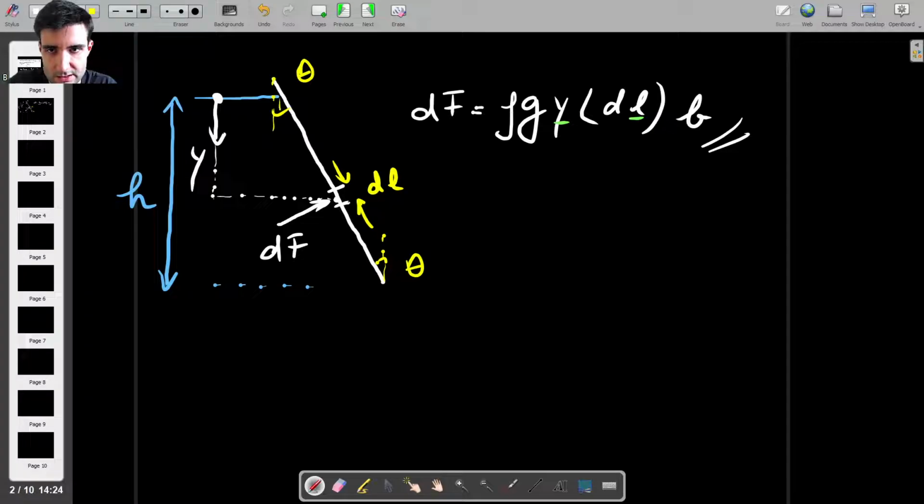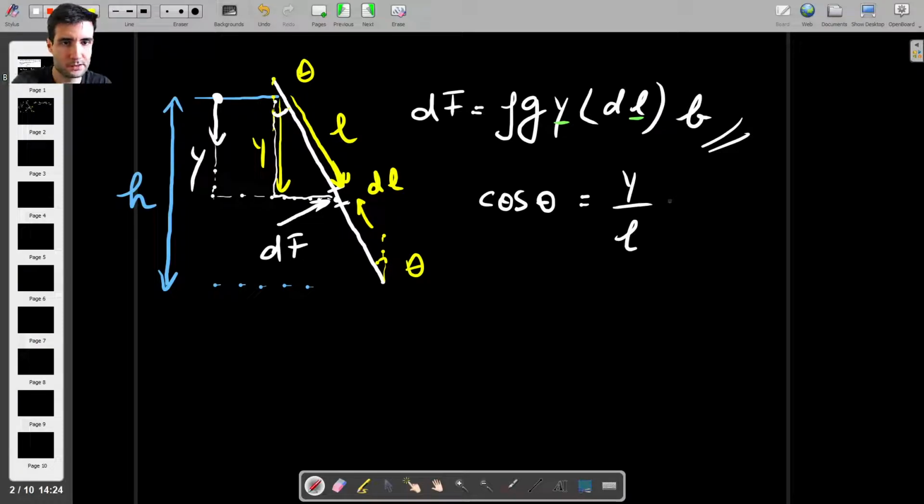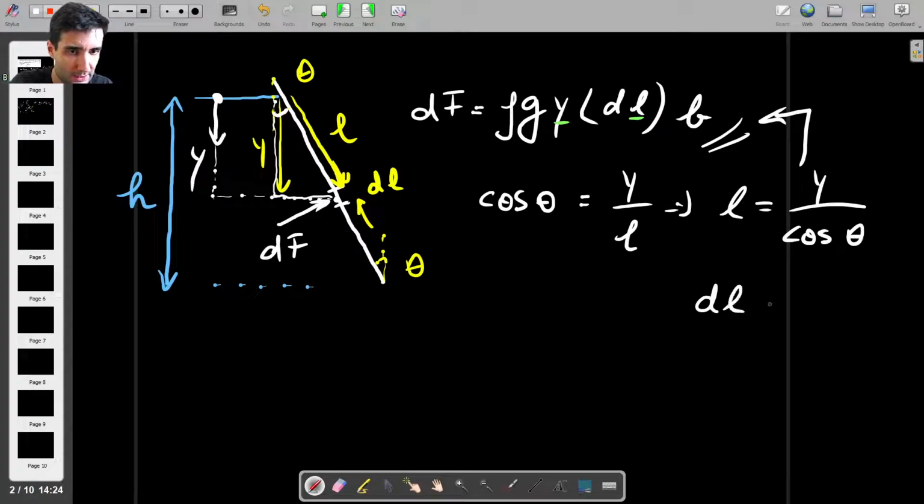And the way in which I'm going to do this is as follows. This distance here is my y, and this distance here is my l. So we can change the variable by doing a bit of trigonometry. We can say that cosine of theta, I'm talking about this angle here at the top, and I'm looking at this triangle here, is equal to y over l, which means that l is y divided by cosine theta. So now I'm going to put this in here, but before that I will have to obtain the differential dl, which is dy over cosine theta.